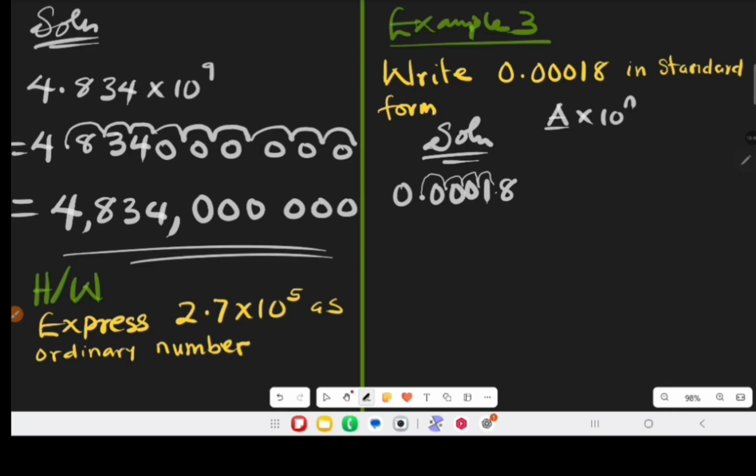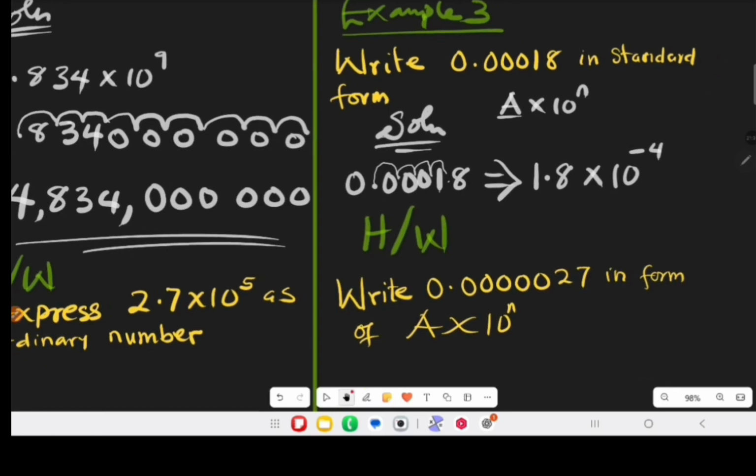That means moving from left to right will give us a negative power. So this will change to 1 times 10 raised to the power of minus 4. If we are counting from right to left, the power will be positive. Now I'll give you another homework. You drop your answer in the comment section. Then we move forward and take example 4.